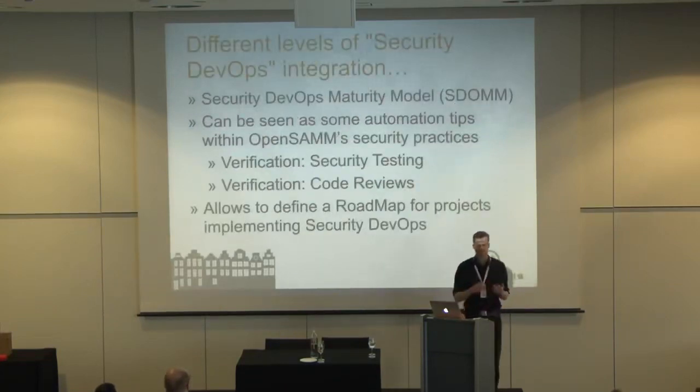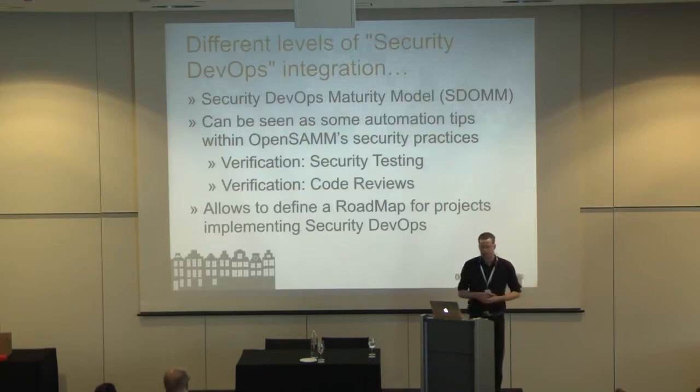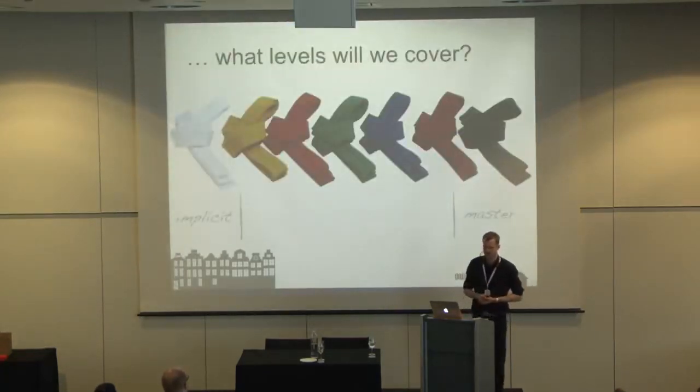So when talking about security DevOps as a concept, there are different levels of that. And they can be classified in something like a security DevOps maturity model, if you want to give that a fancy name. And this can be seen as an implementation of the OpenSAMM security best practices of verification, security testing, and code reviews. Also, it allows us to define a roadmap for projects implementing security DevOps into their Agile release management and build chain systems.